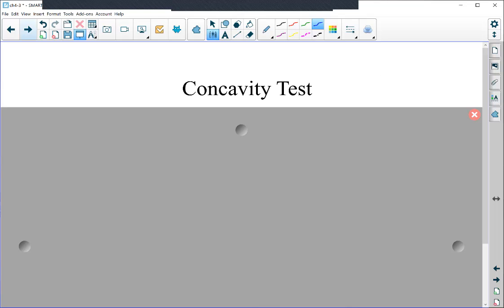All right, concavity test. This is not what you go into the dentist for, and they poke you with that sharp, pointy metal thing. All right, that's not the concavity test.